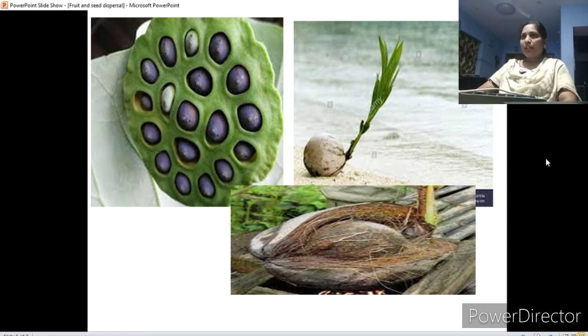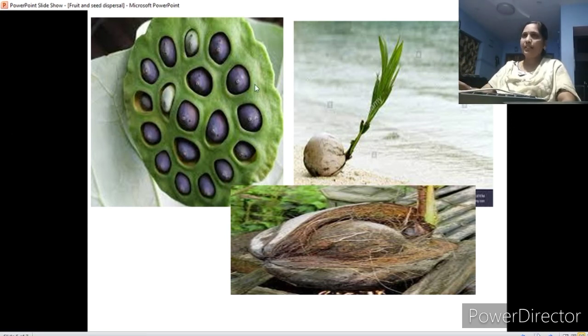And these seeds are dispersing by water. So the plants which are growing in water or near water sources mainly disperse by water, because the source wherever they are growing makes them disperse in such a way. So nature itself makes all these things possible.